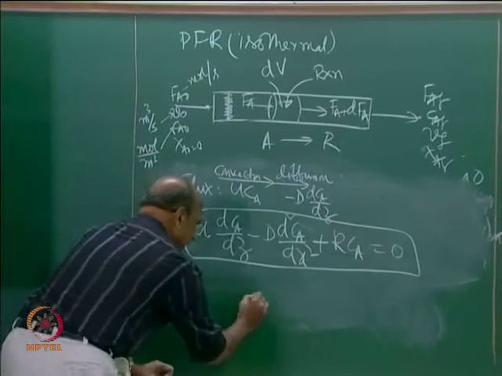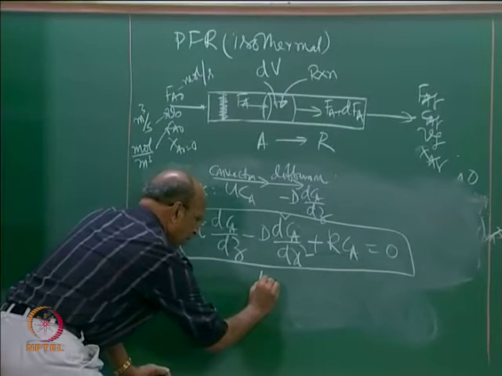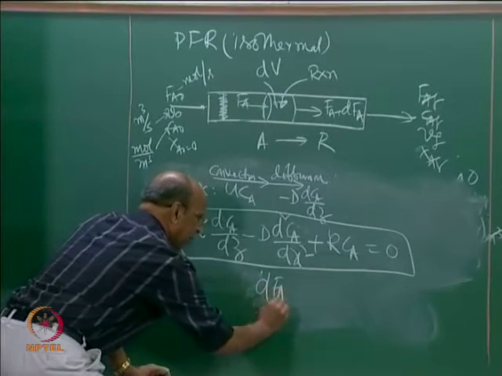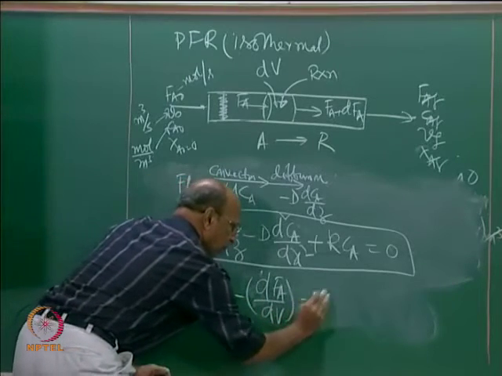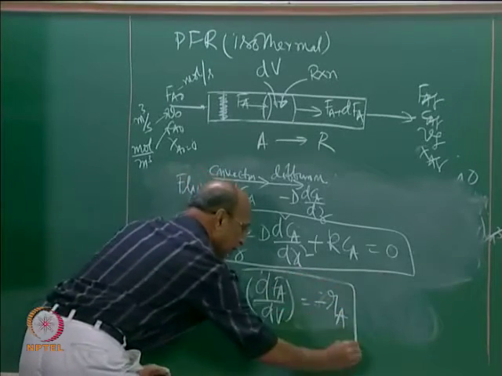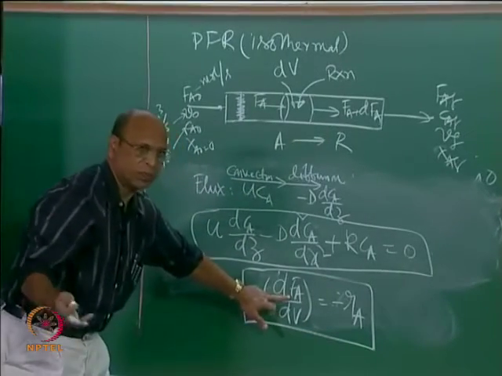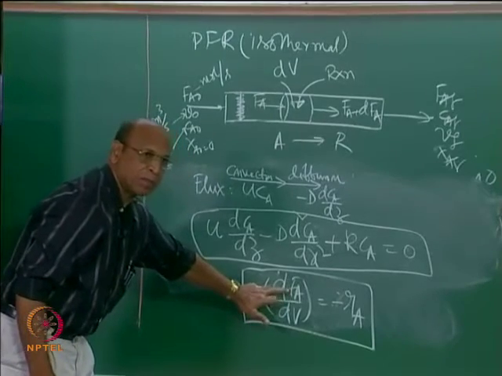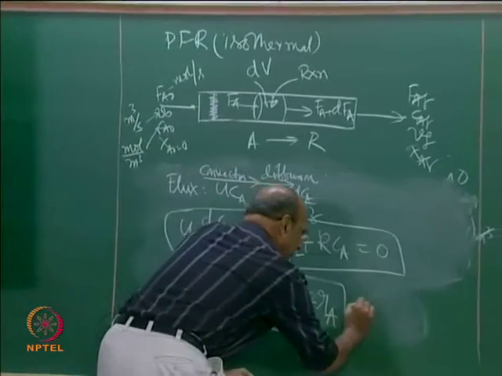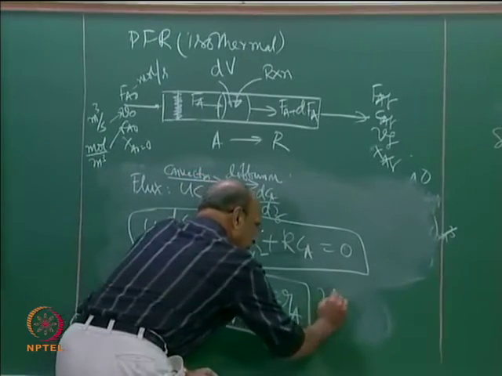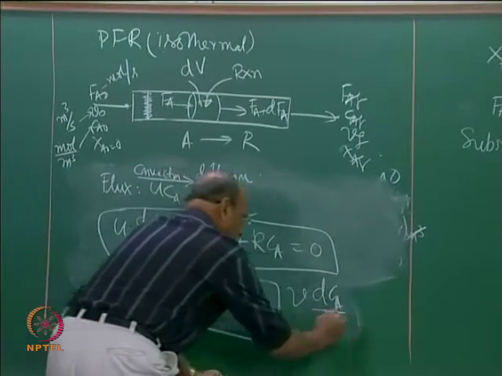Yeah, you see, that is dV. What is that? dFA by dV equal to minus RA. So, this is the differential equation for ideal plug flow. I can write this in terms of conversions and all that, concentrations also. Right? This FA is nothing but V into CA. If I take V as constant, so this also can be written V dCA by dV equal to minus RA.